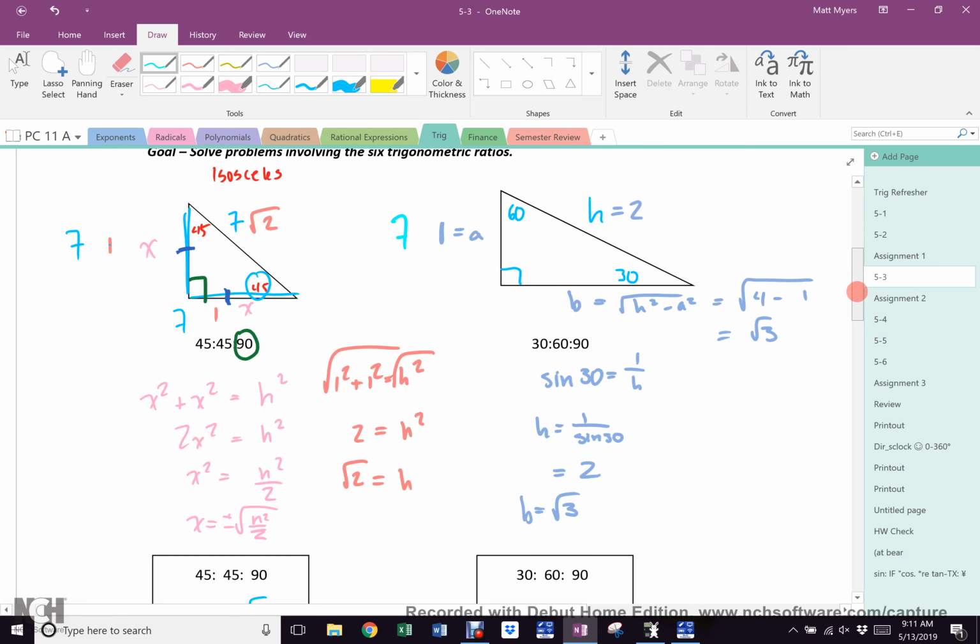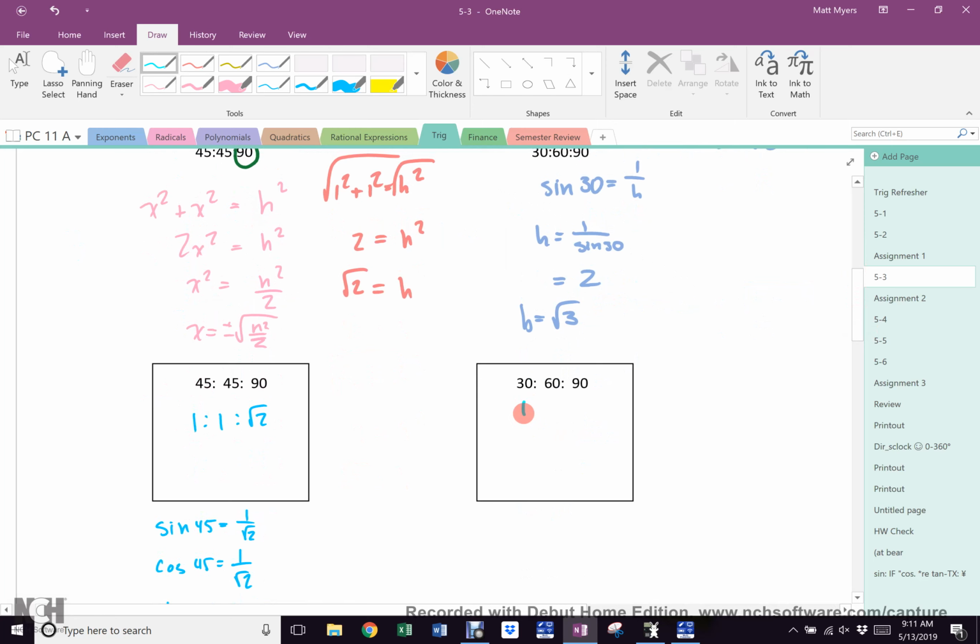Now watch. 30, 60, 90. 1, right? 60 was root 3 and 90 was 2. These values are what is opposite the angle. 30 is the smallest angle, so it's across from the smallest side. 60 is the middle angle, it's across from the middle side, because the square root of 3 is 1.73, yes? 1.73 is less than 2. 90 is the biggest angle, so it's across from 2.